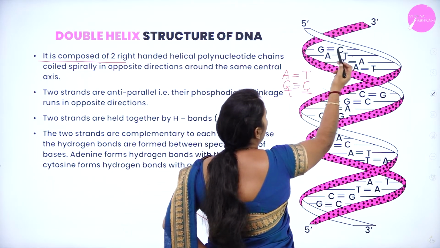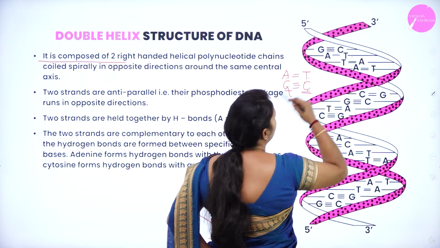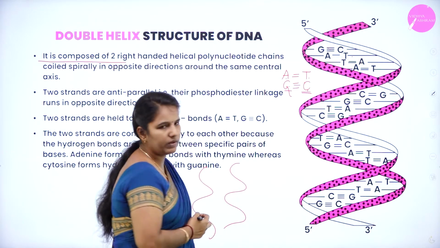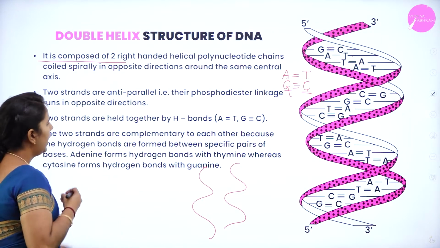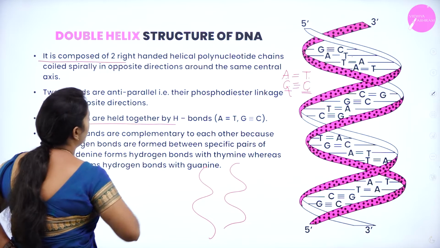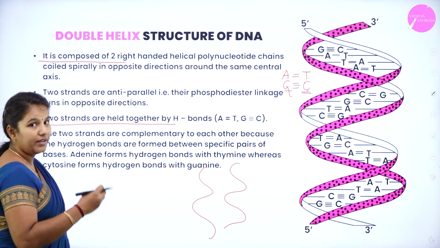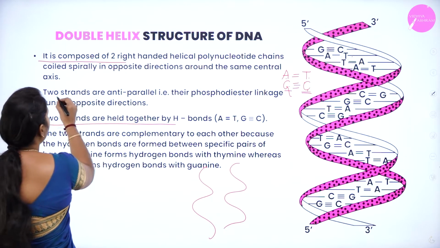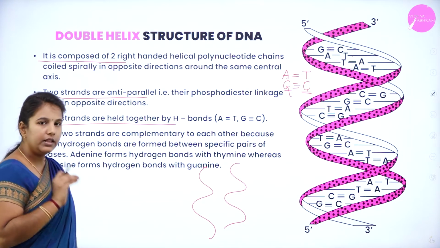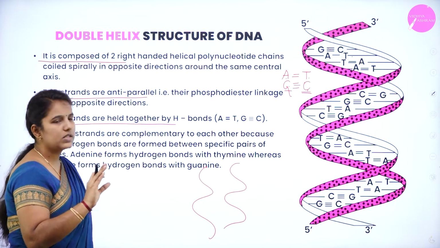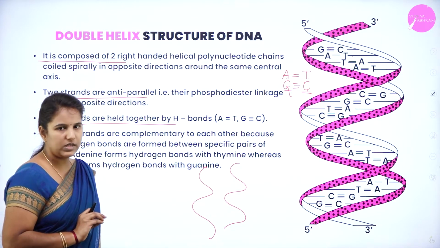You can see how they have formed a bond with these sequences. Okay, they are complementary to each other and they are held together by hydrogen bonds, and these two strands are anti-parallel in nature. They are complementary to each other because the strands consist of 4 bases.